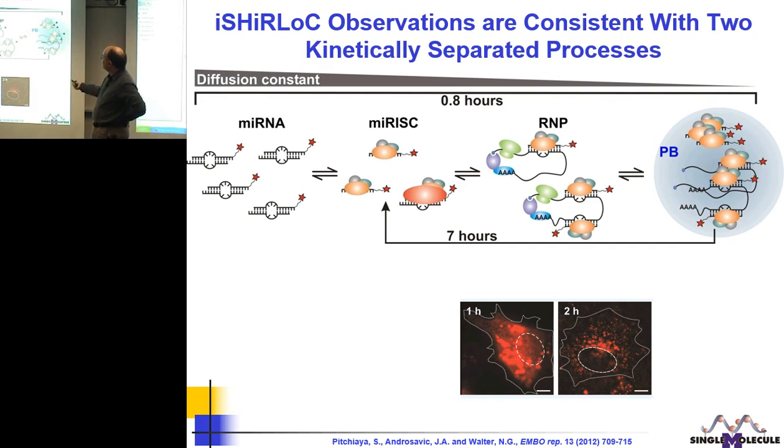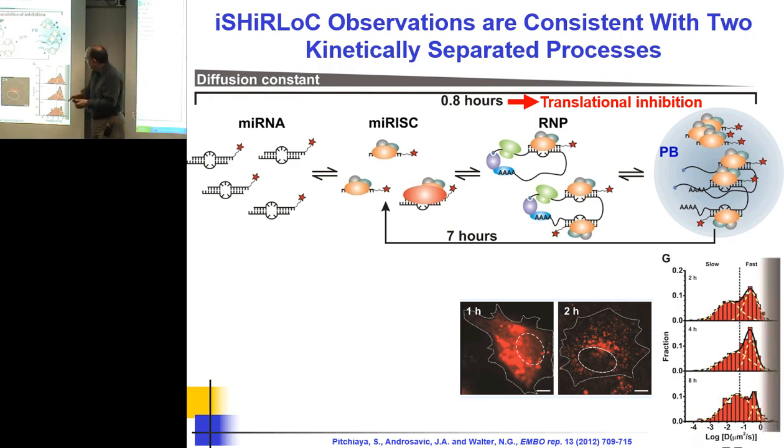Then, over a longer period of time, there is a second process going on where the multimers disappear again and become monomers. The first part we believe is associated with translational inhibition, but over a longer period of time the multimers become monomers again because presumably the messenger RNA gets degraded and the microRNAs pop back out of the P body.